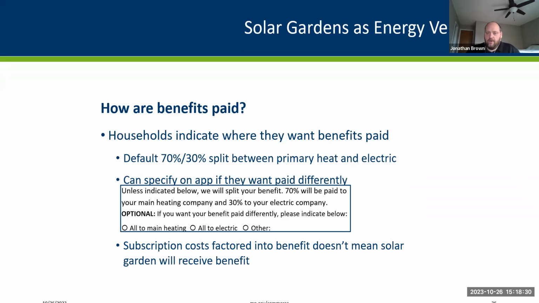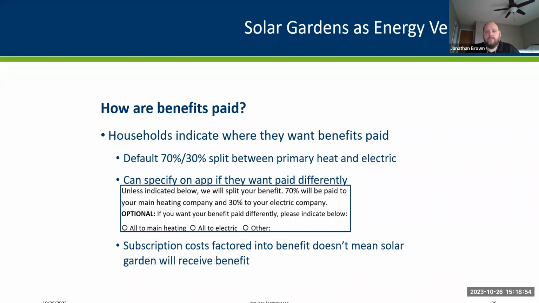And again, that's the default. If the household doesn't take any action, doesn't say anything differently, that's just how our payments will generate. However, on the application, they can specify if they want it paid out differently. They may have a reason for wanting it all to go to one or the other. Maybe they're more behind with one or the other and they want the benefit to cover that. So they can indicate all to their main heating, all to electric, or an other.